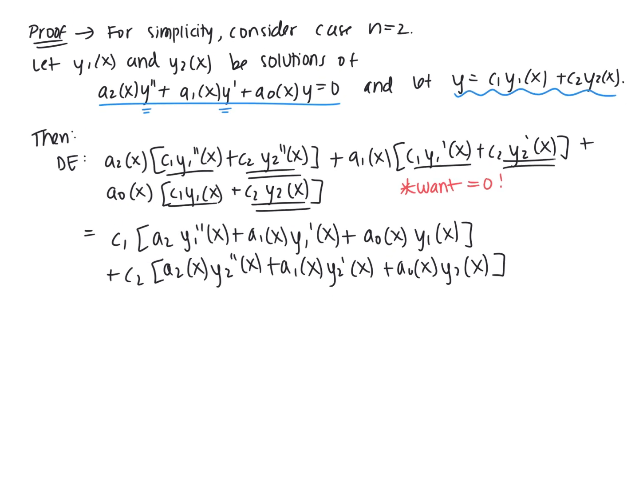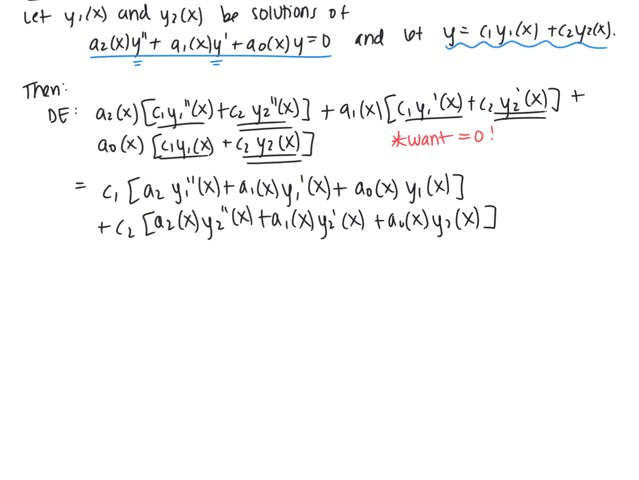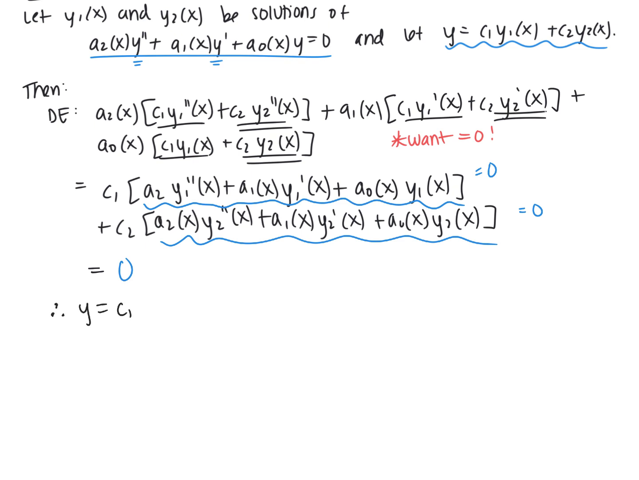Now, initially we might be asking, why is that helpful to us? Well, we know that y1 is a solution. We also know that y2 is a solution. So both of those are equal to 0. So we end up with our differential equation equal to 0. So what does that do? That shows us that y equals c1 y1 of x plus c2 y2 of x is also a solution of our differential equation.